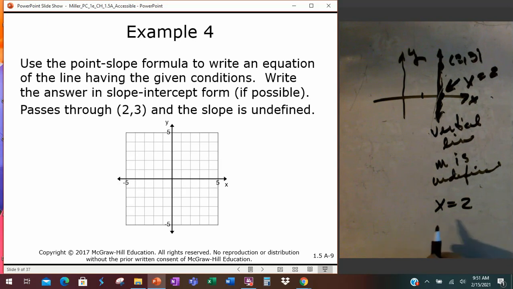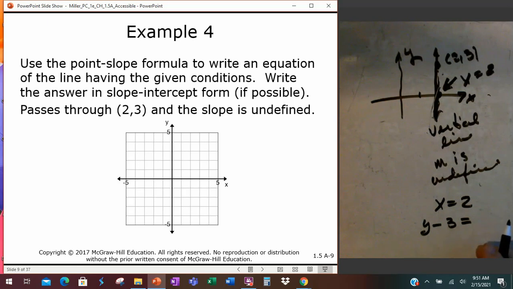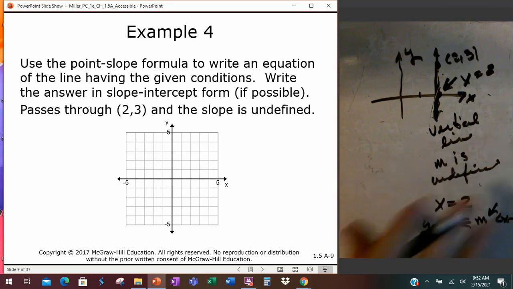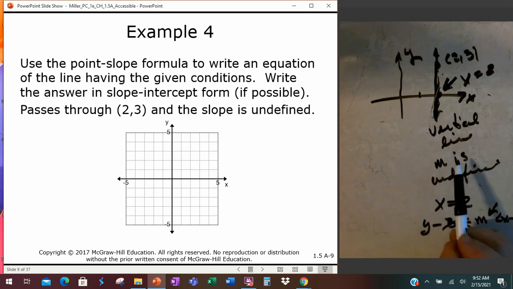Okay. And it says use the point slope formula. So let's do this. Y minus 3 is equal to... but see, I can't use this because the m is undefined. That's why we have to go directly through and say here the slope is undefined, that means it's a vertical line. I can't use this. So I just got to write the equation.